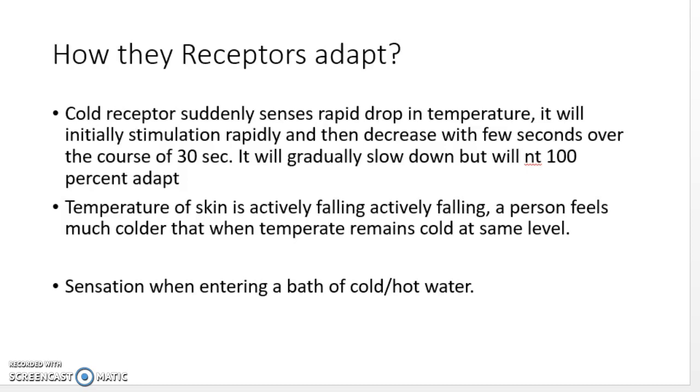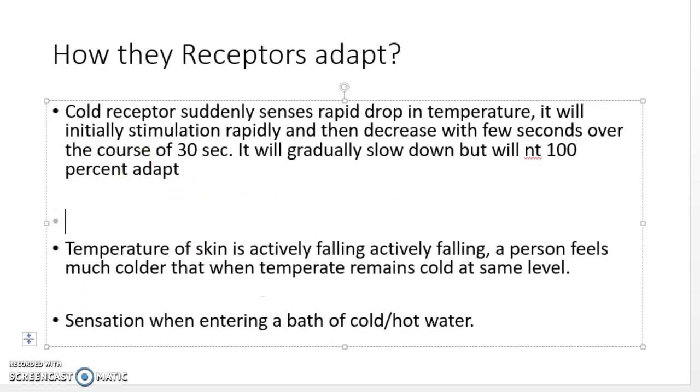Basically, the cold receptors, when there is a sudden rapid drop in temperature, initially show a rapid increase in stimulation, but then after a while there is going to be a decrease within a few seconds. Over the course of 30 minutes, it will gradually slow down, but not adapt 100%. This is one thing I want to mention, that it will not adapt 100%, which is very key in understanding.